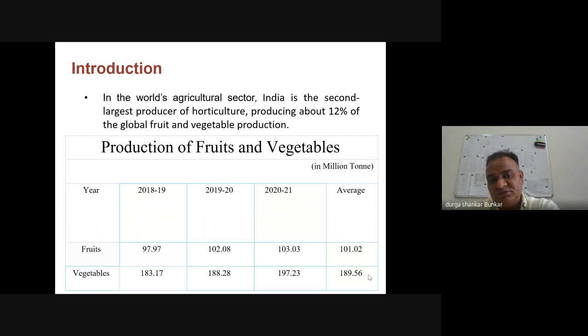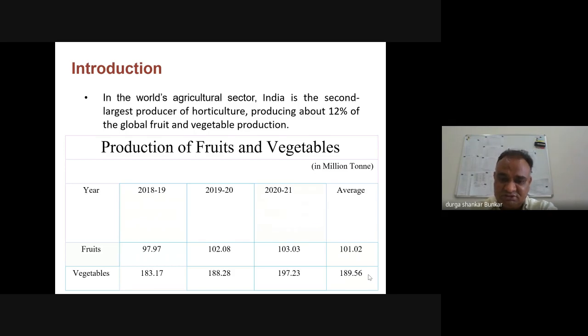If we see the last 3 to 4 years of data, we can sum up the quantity for the years 2018 to 19, 2019 to 20, and 2020 to 21. Finally, we found the average value for fruit starting at 97.97 million tons. It represents all kinds of food production in India, and it grew after that: in 2019-20 it was 102, and we attained 103.03 in 2020-21.